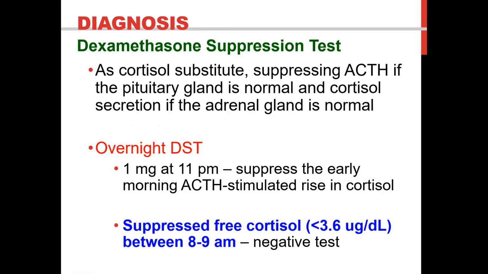For the dexamethasone suppression test, dexamethasone acts as a cortisol substitute, suppressing ACTH if the pituitary gland is normal, and cortisol secretion if the adrenal gland is normal. So we can do the overnight dexamethasone suppression test, 1 milligram at 11 p.m., which suppresses the early morning ACTH-stimulated rise in cortisol. The suppressed free cortisol is less than 3.6 micrograms per dL between 8 to 9 a.m., which is a negative test.